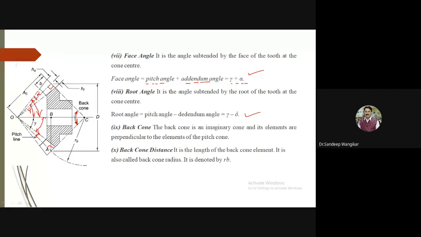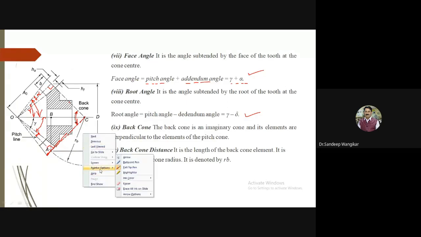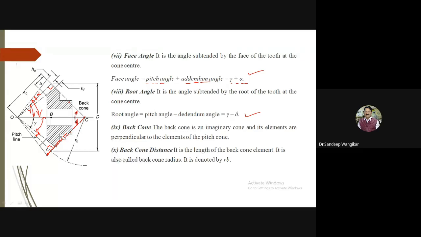Okay, so the back cone is an imaginary cone and its elements are perpendicular. So whatever this gear shape, I can highlight here. Like this, the back cone is formed, and the same element is taken from the other side also. I have given you the idea at this side, and the back cone is formed. And very important, its elements are perpendicular to the elements of the pitch cone. We require this relation while calculating.